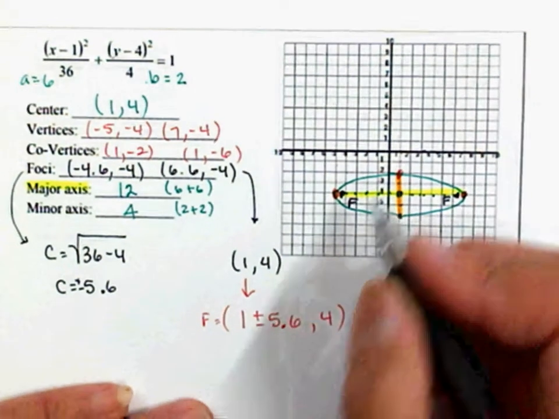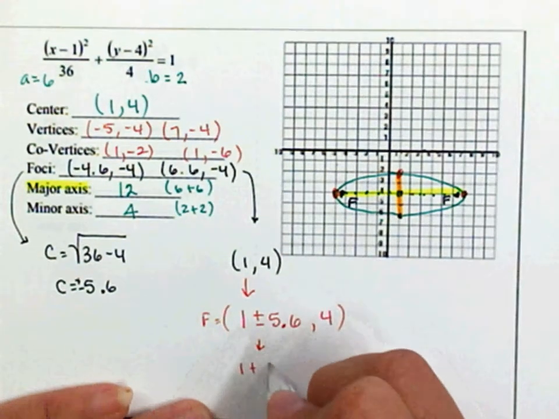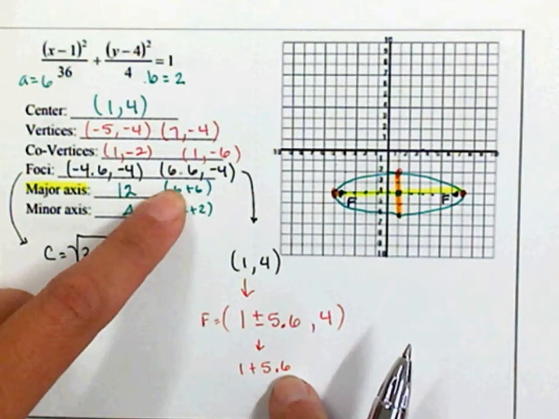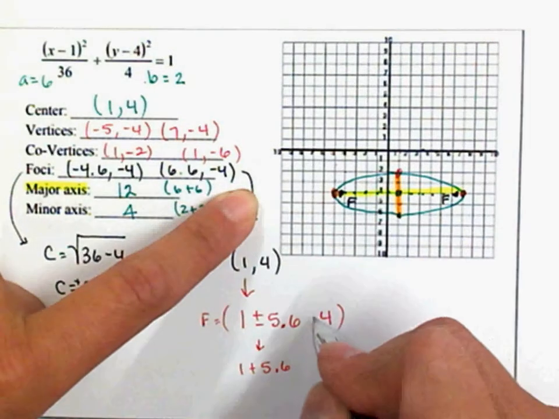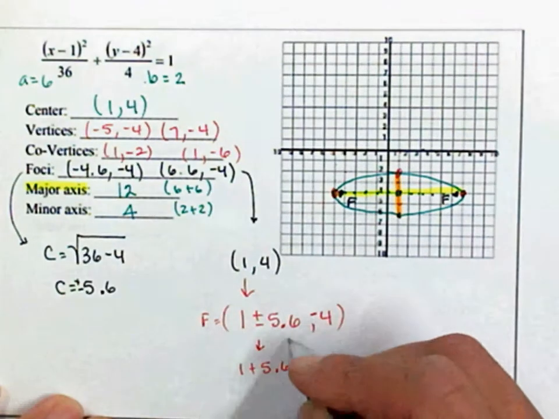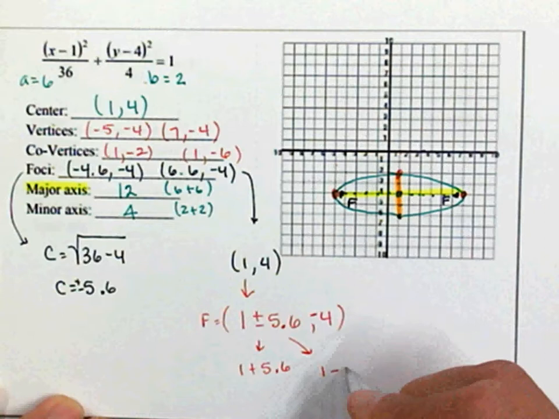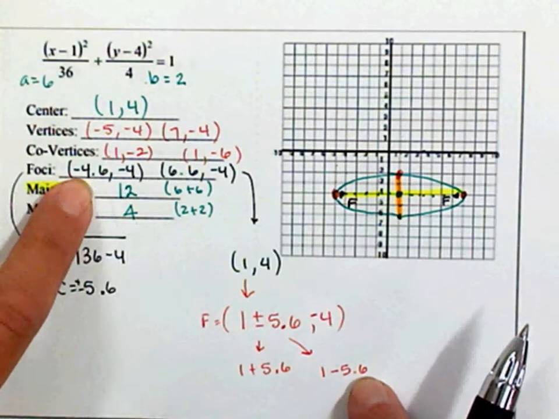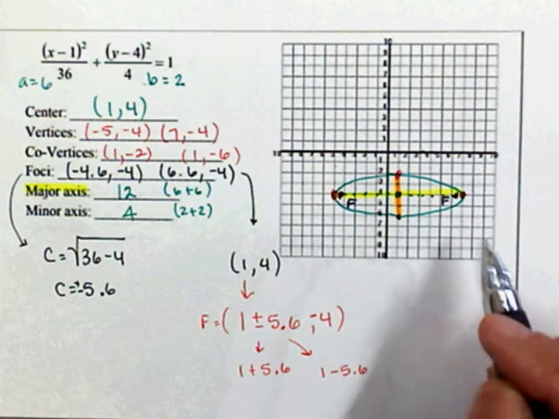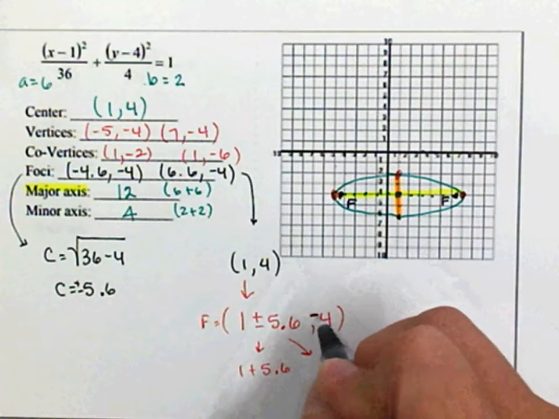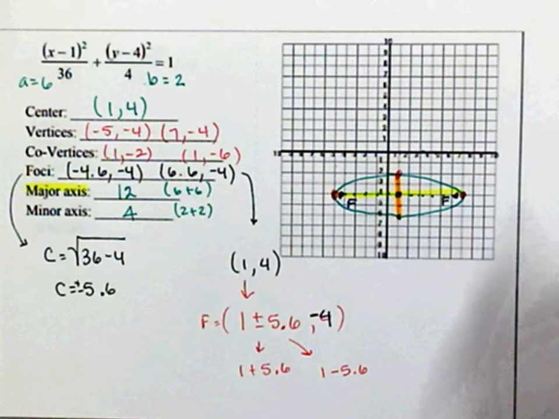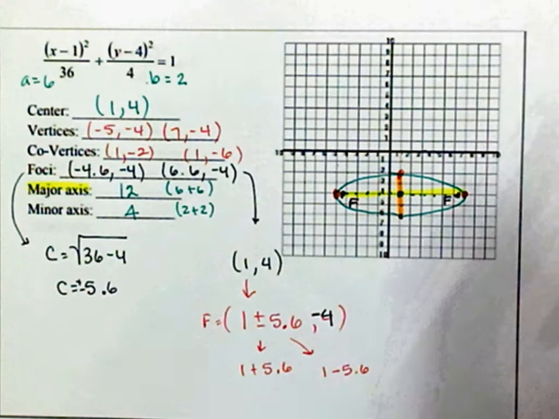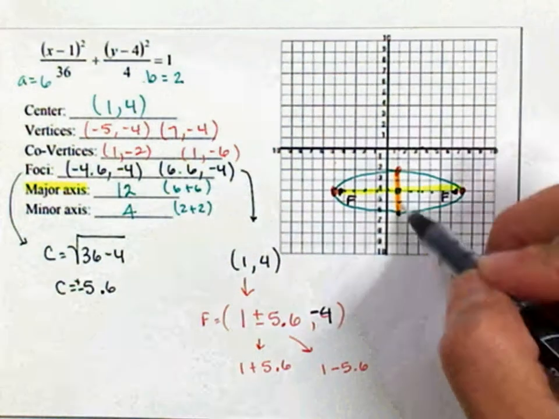So take a look. What is 1 plus 5.6? 1 plus 5.6 is 6.6, and 4. And what is the other one? 1 minus 5.6 is negative 4.6, and 4. You notice how the 4 did not change because we didn't go up and down. But if it was the other way, we would change the y and leave the x alone, if this was the major. Okay? Moving on.